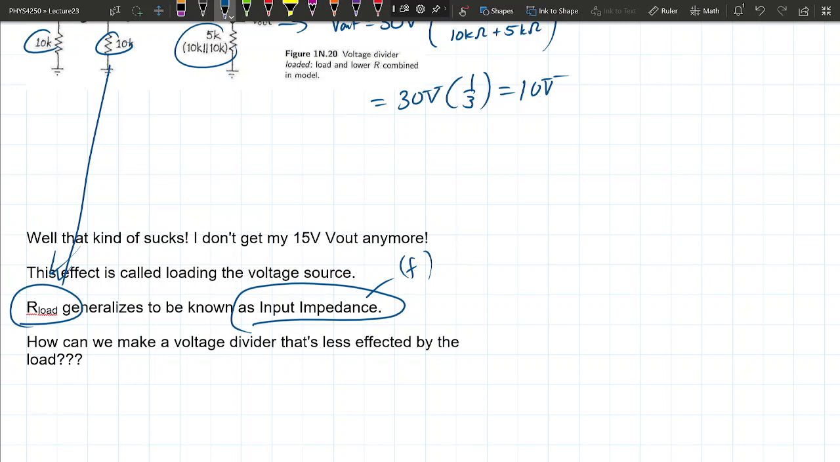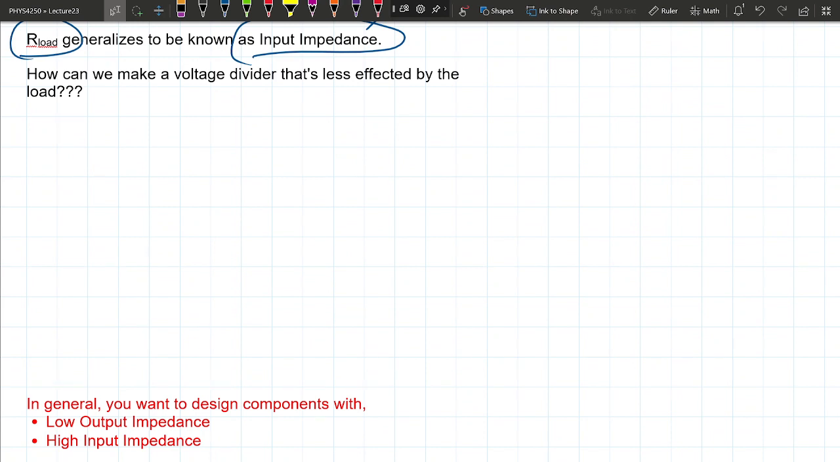So how can we make this voltage divider less affected by the load? Any idea? How should I have designed my little motherboard to plug in my CPU without having it drop from 15 volts to 10 volts whenever I plug my CPU in there? I'm going to keep the same voltage divider. I'm sorry? Have it loop back in. Ooh, that's going to be complicated. It might work, yeah. I'm going to keep the voltage the same. I want 15 volts between here. Is there any way I can change the voltage divider? Instead of putting 10K and 10K here, what if I put in a different resistor? If I put in a small one, what will happen?